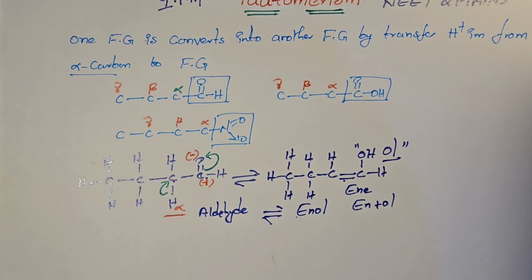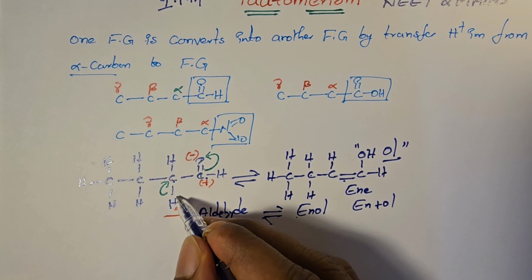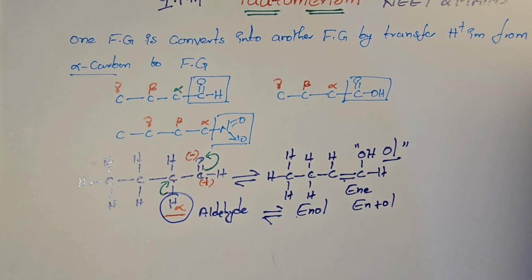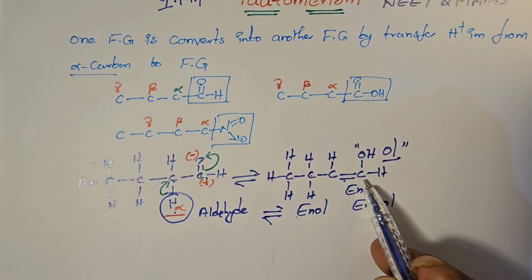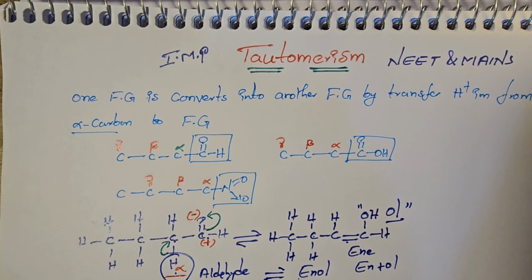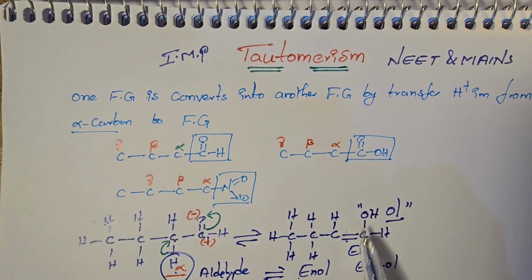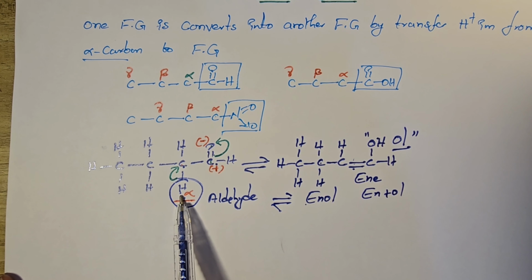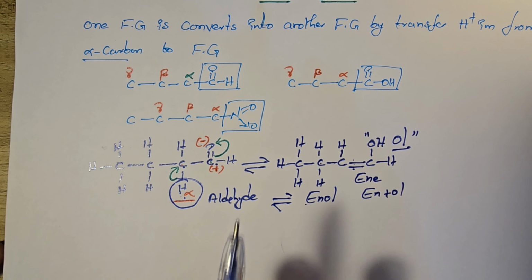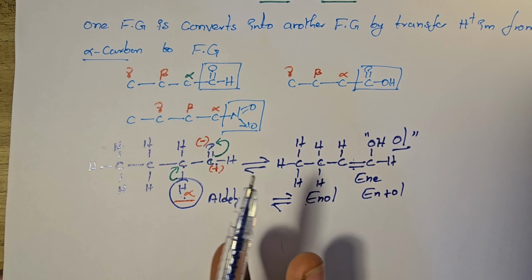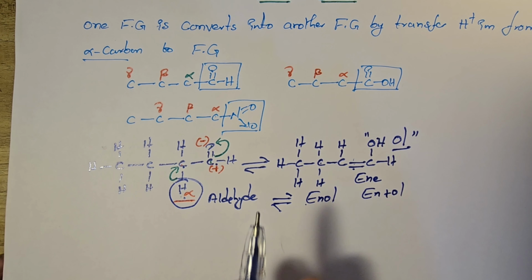This is tautomerism. For showing tautomerism, what is compulsorily needed in the structure? Alpha hydrogen is needed. If alpha hydrogen is present, tautomerism is possible. So tautomerism means one functional group is converting into another functional group by transfer of alpha hydrogen. This is tautomerism. Now we are discussing applications.